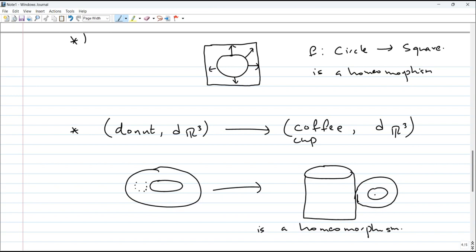Okay, those are some examples and non-examples of homeomorphisms.